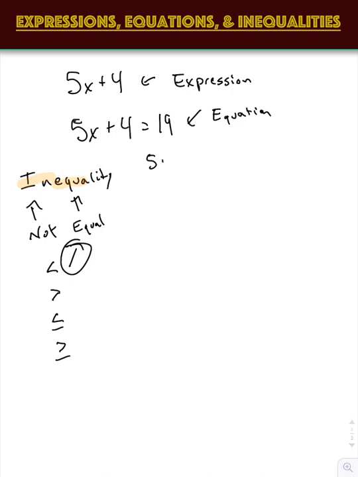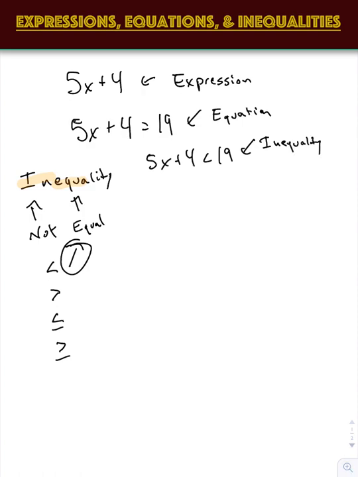So in this example, if we did 5x plus 4 is less than 19, we can figure out not what x is equal to. Remember, inequality means not equal. But we could figure out what x is less than. This is an example of an inequality.